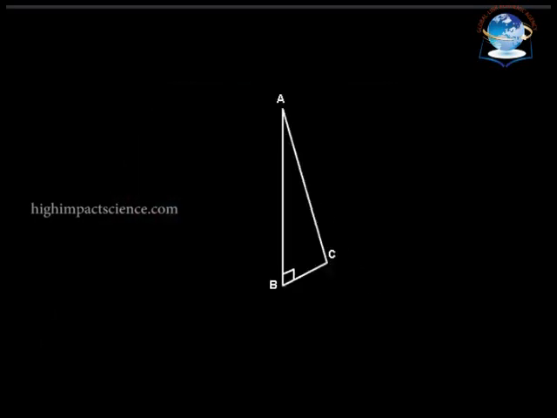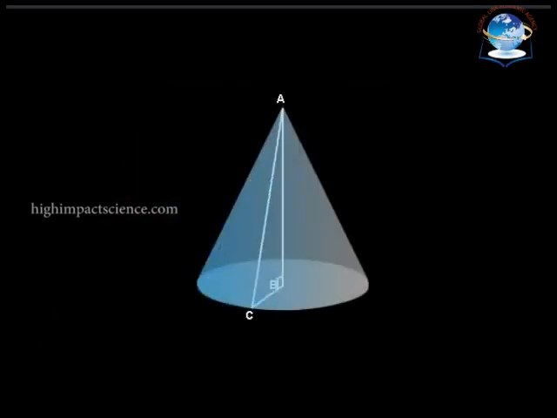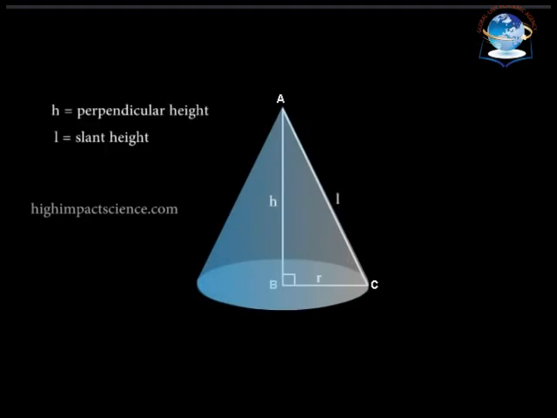Now we look at a cone. The solid obtained by revolving a right-angled triangle about one of its sides apart from the hypotenuse is called a cone. In this cone, AB is the perpendicular height h, BC is the radius of the base of the cone, and AC is the slant height L of the cone.